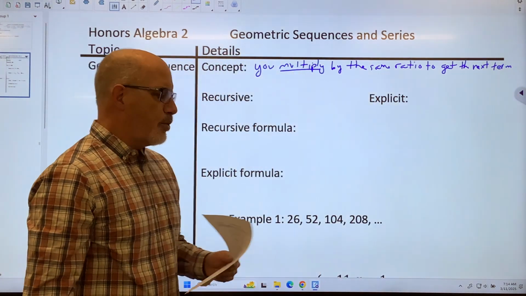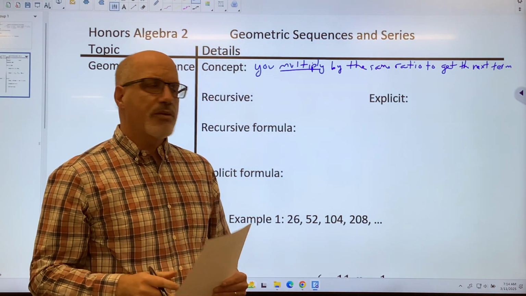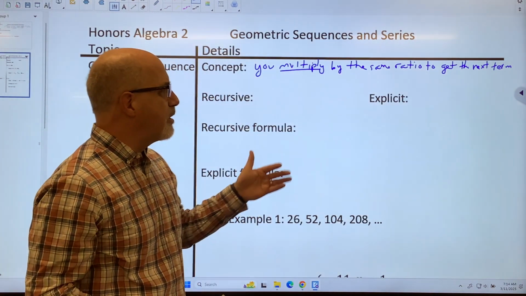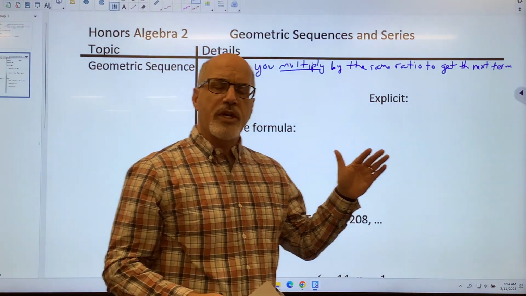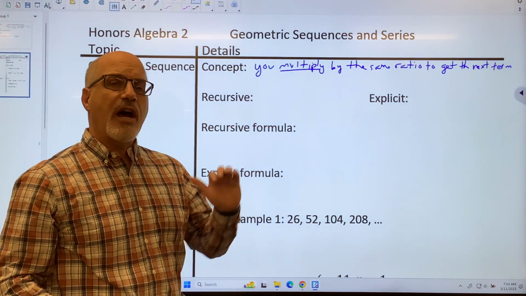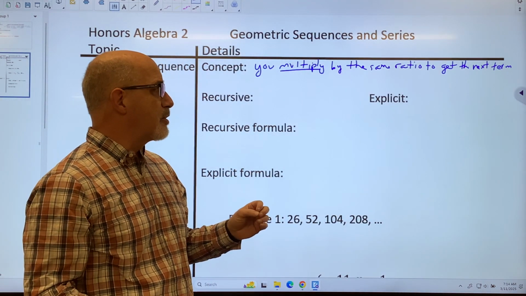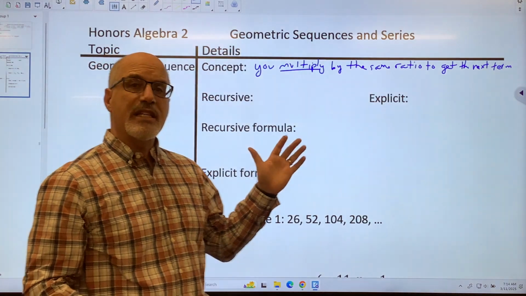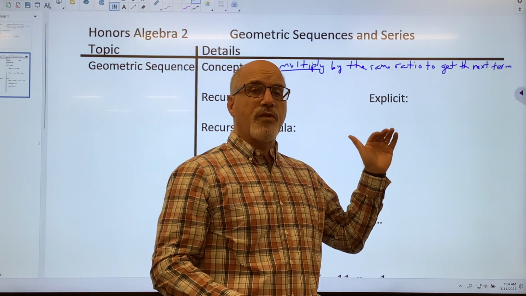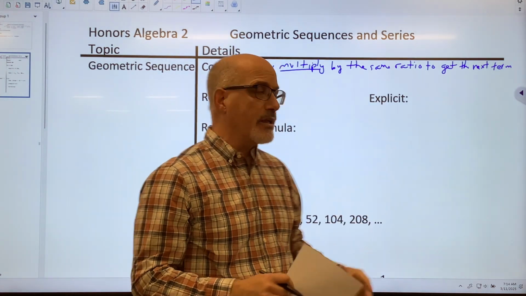Now, there's two ways we usually list these, two types of formulas we use. We use a recursive formula and an explicit formula. Recursive formula is where you define where you start and then how you get to the next term, that idea of what a geometric sequence is. Explicit takes that formula and gives you a formula that allows you to jump to any term inside the sequence.